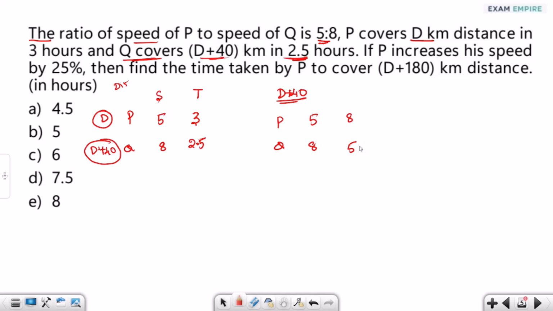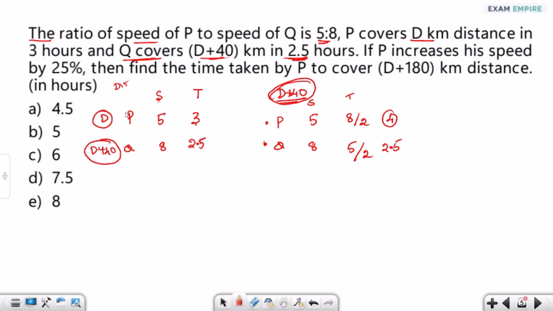5 per. So how to make this time 2.5? That is, divided by 2. Okay, so time will be here 4 hours, here it will be 2.5 hours. So what is this 4 hours and 2.5 hours? So time taken by P and Q to cover D plus 40 kilometer.